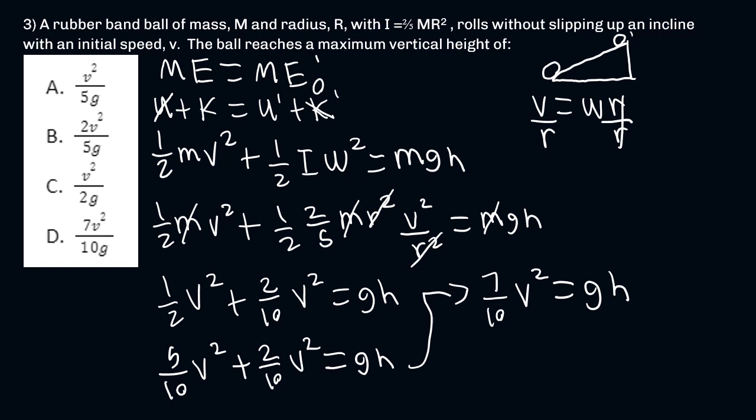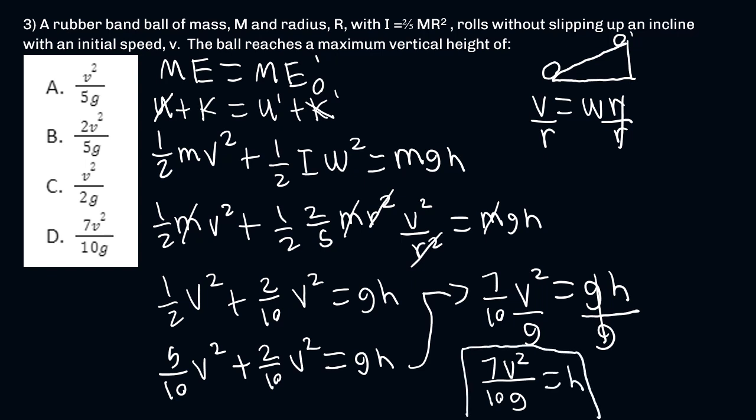So I'm trying to get my height by itself on the right side. It is currently being multiplied to g. So in order to get it by itself, I must divide it out from both sides. So let's divide this out. This will cancel. G will go over here. And a better way to end up writing this is 7 times v squared over 10 times g is equal to my height h. So that is going to be my answer choice there, D. So we're going to get answer choice D when you do all the work for this question.